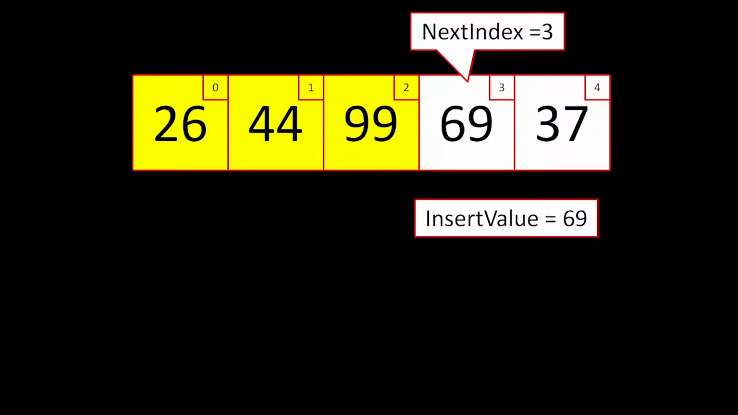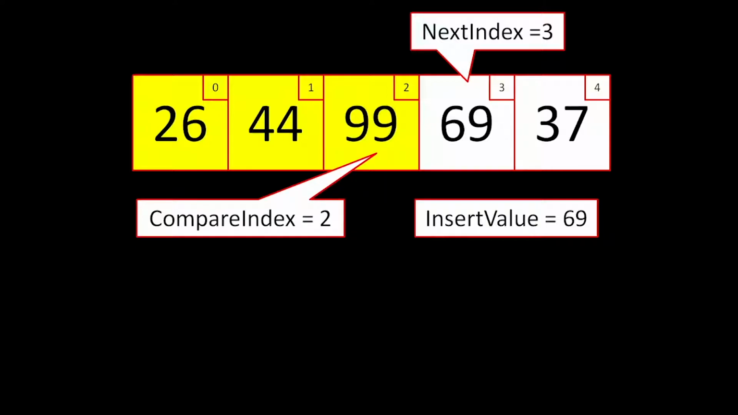We will assign insert value the value stored in next index. Insert value is equal to 69. We will assign compare index a value which is next index minus 1. Next index is equal to 3, so compare index will be equal to 2.